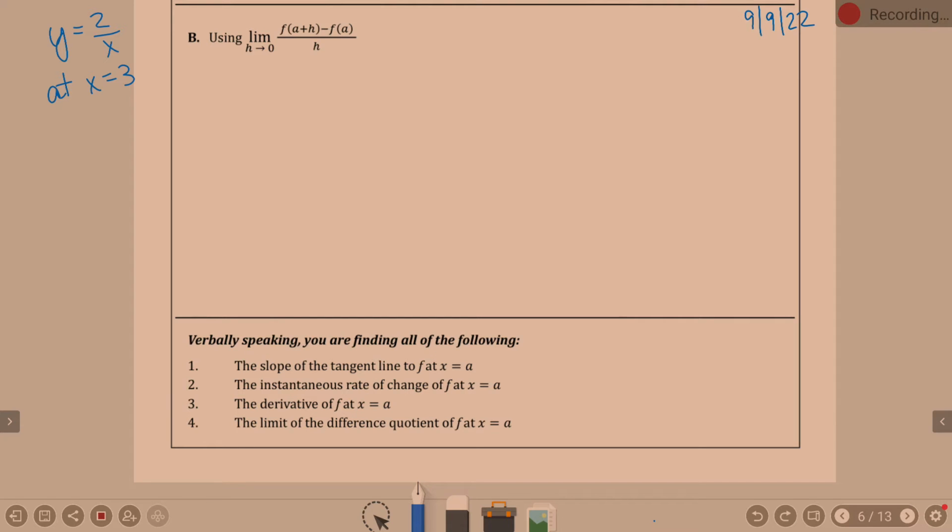Okay, so the limit as h approaches 0 of f of a plus h minus f of a, all over h. What about f of a plus h? Every place I see x in the function, I'm replacing it with a plus h, so 2 over a plus h, minus f of a. So instead of 2 over x, we're going to have 2 over a.